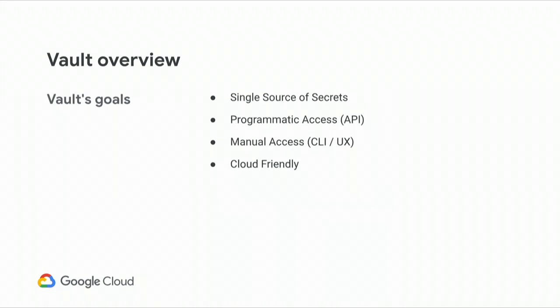Vault is an open source tool, written in Go, so it's free and open source, that is designed to answer these questions and many more. It tries to be a single source of secrets for your organization. It provides programmatic access so that machines and humans can access the API, but it also has a CLI and a UI for human access. Humans can interact with the API or the UI, and machines or other applications and services can interact with the API directly.